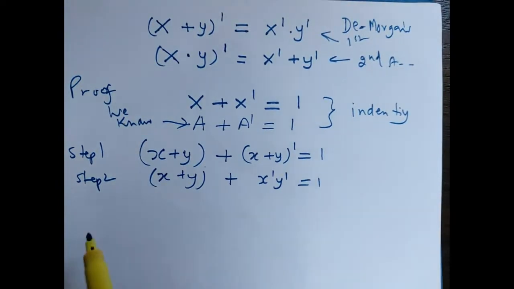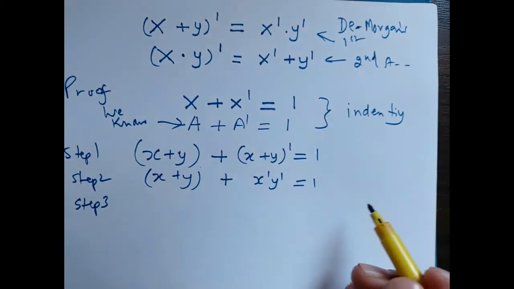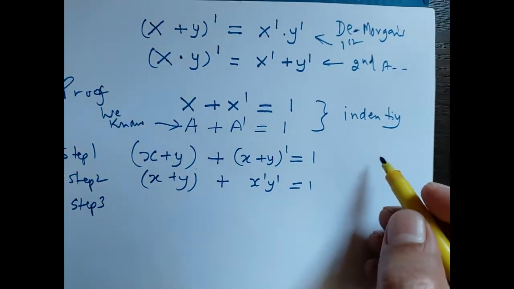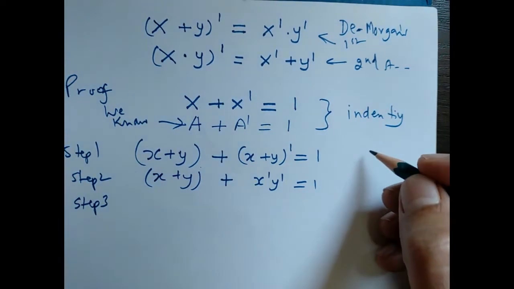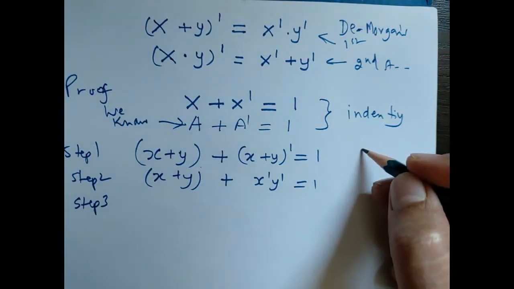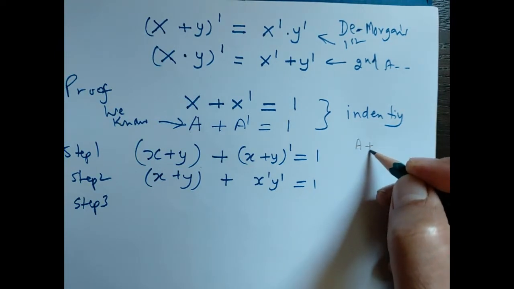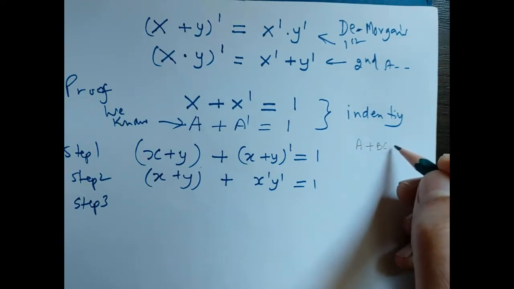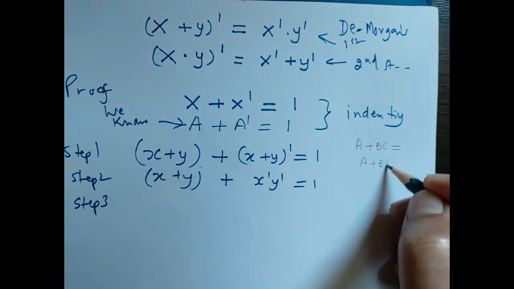Now step 3 would be applying distributive law. What is distributive law? I'll just write it down here. Let me write it down with pencil so that the sample answer doesn't get affected. So distributive law can be written like this. If A plus BC is written, then we can expand it and write it like this.